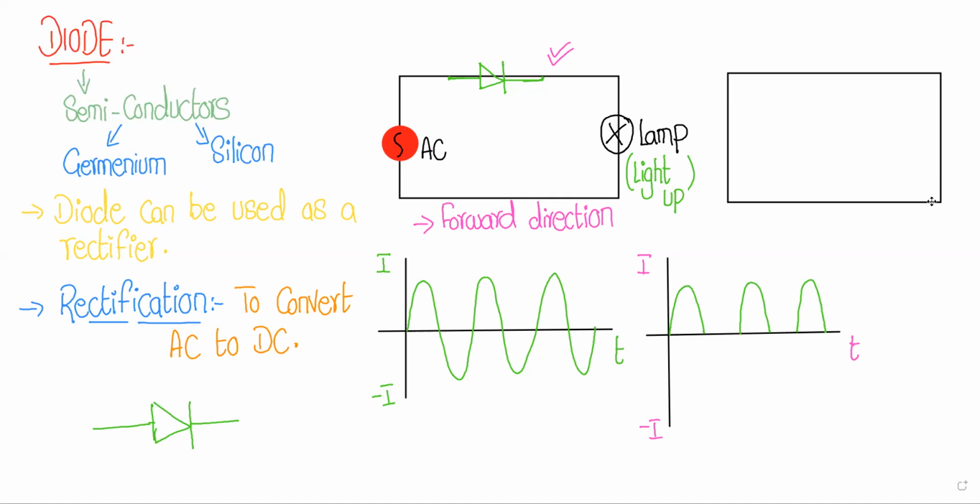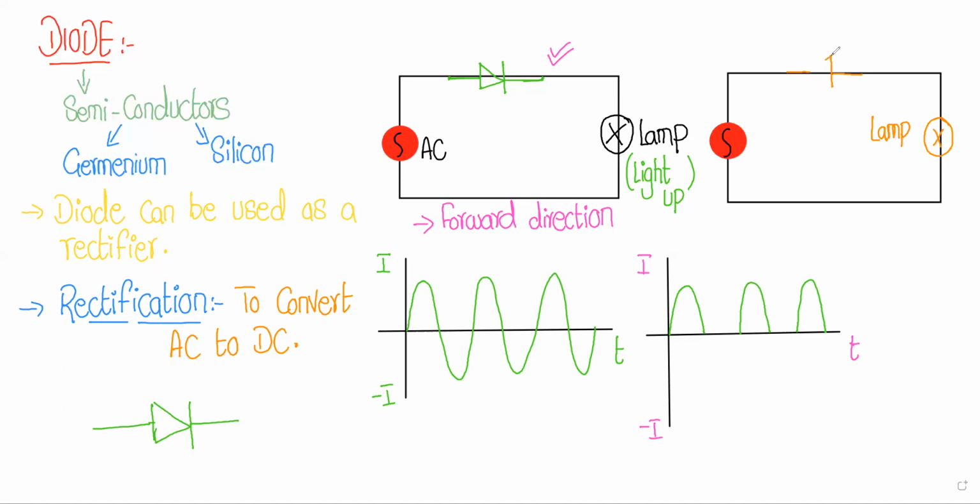Yes. So if we consider another circuit in which the forward current is flowing, let's suppose there is again an AC supply over here and there is a diode connected over here, and there is a lamp again connected on the right hand side. Okay, now we need to connect this diode in reverse order, right?